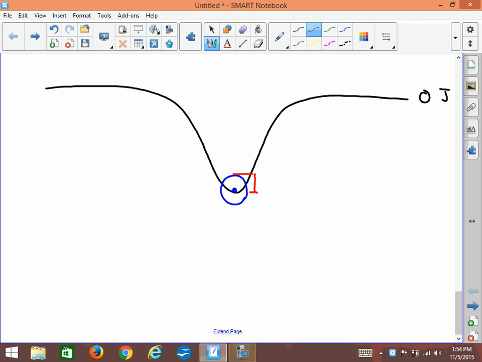We give this dent a name, we call it an energy well, because it looks like a hole, like when you dig a hole in the ground to dig a well. It's downward. All right, so here's where I'm at when I'm standing on the surface of the Earth.